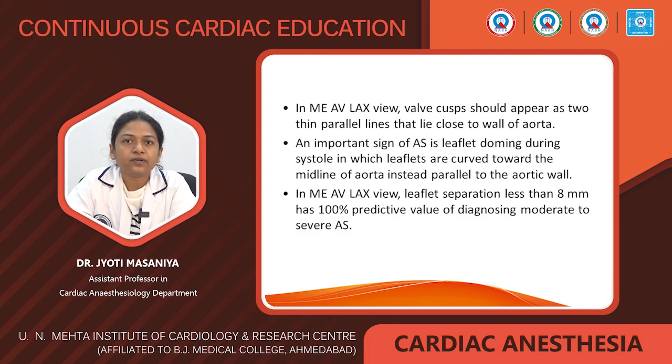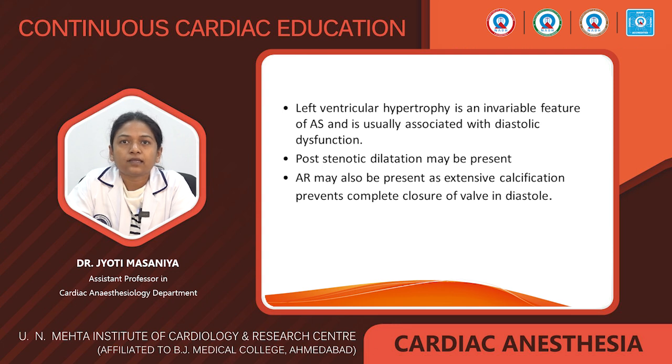Apart from that, leaflet separation of less than 8 mm has 100% predictive value for diagnosing moderate to severe aortic stenosis. LV hypertrophy is an invariable feature of aortic stenosis and is usually associated with diastolic dysfunction. Other features that may be associated with aortic stenosis include post-stenotic dilatation. AR, aortic regurgitation, may also be present, as extensive calcification prevents complete closure of the valve in diastole.